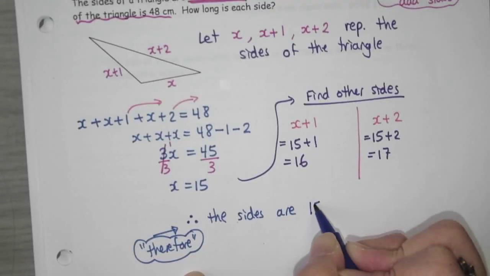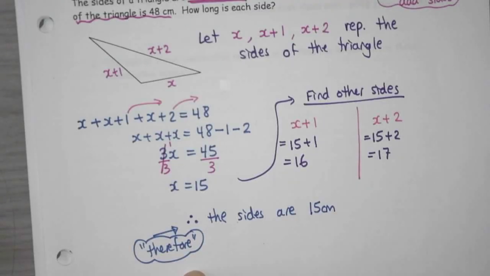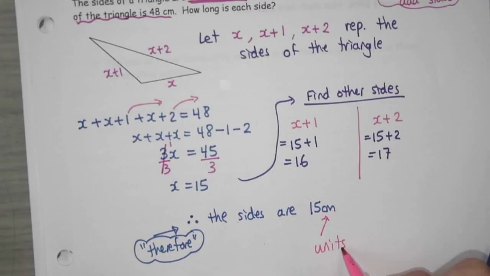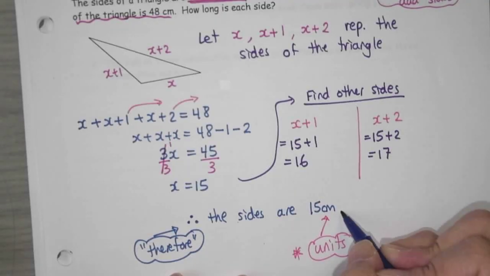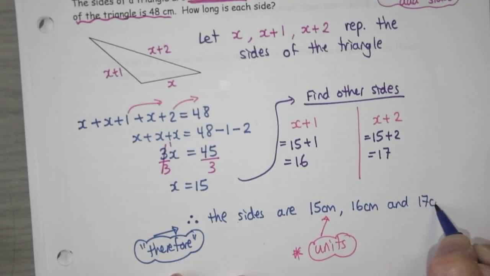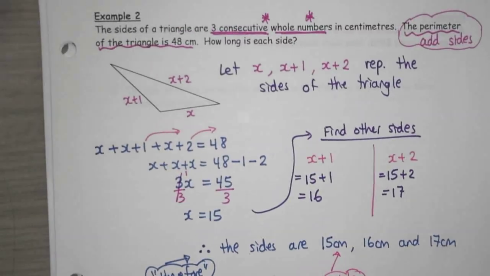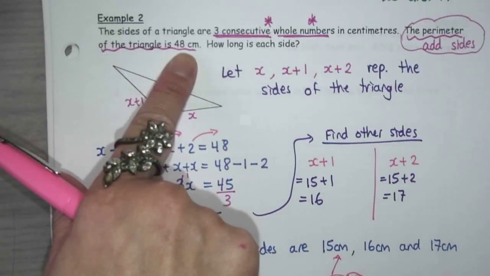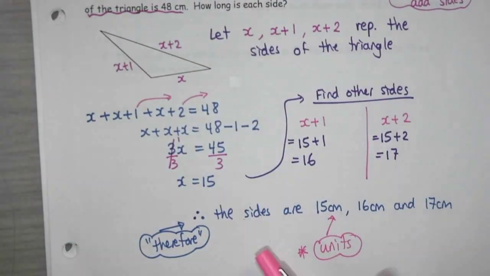So the sides are 15 centimeters. Oh, and here's another part. Don't lose marks. You put the units in the sentence. Okay, so make sure you add the units back in. 15 centimeters, 16 centimeters, and 17 centimeters. How do I know it's centimeters? Right there. So you go back to the sentence and go, did she give me units? Yes, she did, right there. So make sure you have the units on all of them. Okay, otherwise, again, those little part marks off.